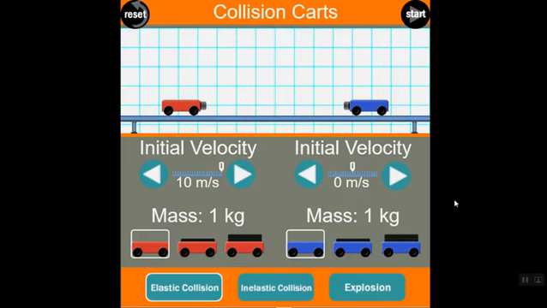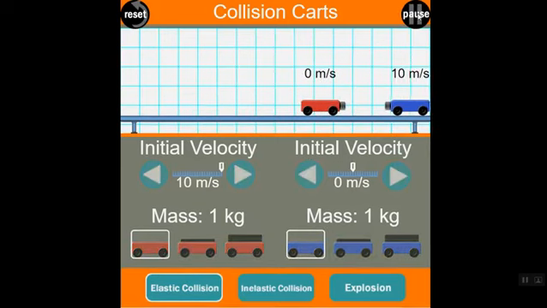Hello and welcome. Today we'll be talking about the next part of the momentum series, conservation of momentum. In order to understand this topic, we're going to go back to our two cars. Remember in our previous video, we only looked at the red car. We gave it an initial velocity of 10 meters per second, and then we saw how the red car changed its momentum.